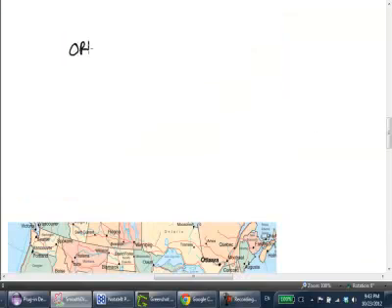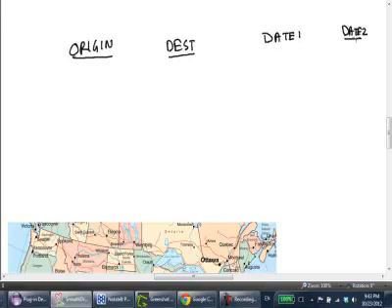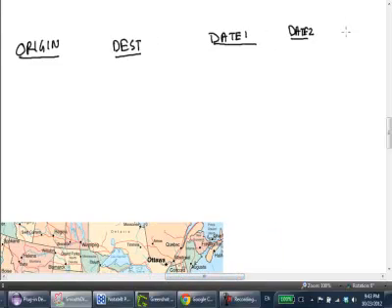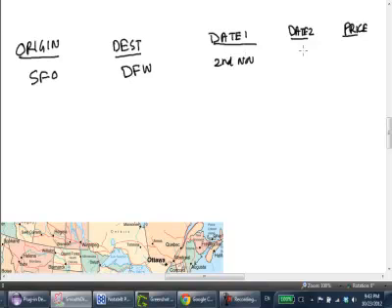This is the origin city, and this is the destination, and let's say this is date one and date two, and then what we have is the price, the cost of the flight. Okay, so origin is San Francisco, destination is Dallas, which is DFW, and let's say the date is the second week of November, and the price we need to find out. So how do you find out?